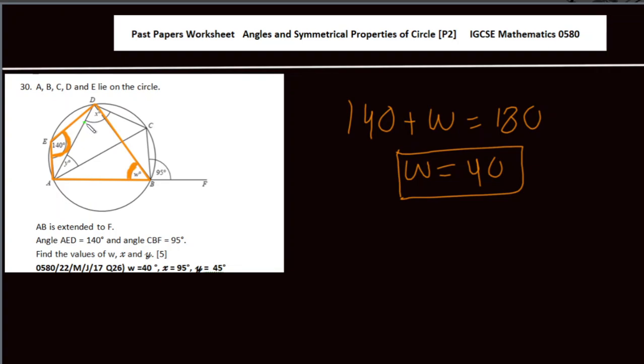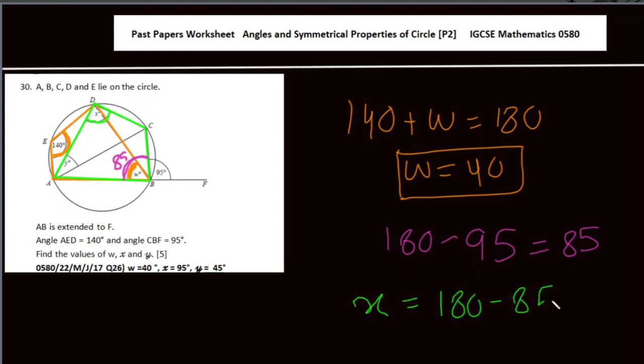Okay, next we need angle X. Angle X is also part of a cyclic quadrilateral, and here the opposite angle to x is this whole angle here, and that can be found by subtracting 95 from 180. So if I do 180 minus 95, I get 85. So this is 85. Then angle x would be 180 minus 85, which is actually 95 again. So angle x is 95.